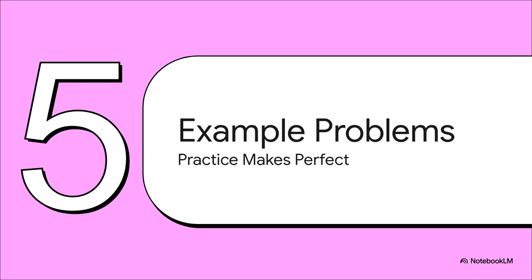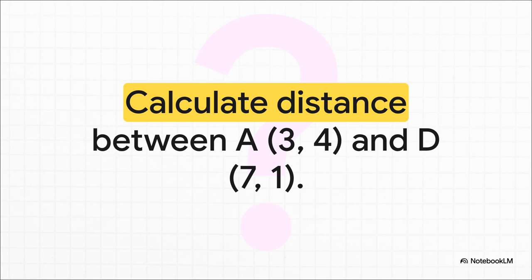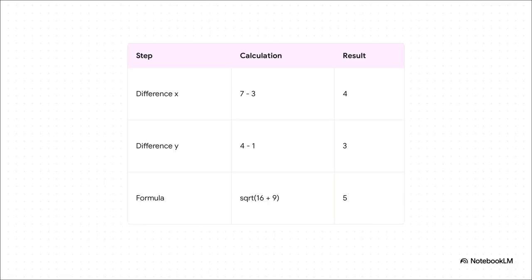Section 5, Example Problems. Grab a piece of paper. We have point A sitting at (3, 4) and point D at (7, 1). I want you to pause this explainer right now. Calculate the exact distance between these 2 points using our 3 steps, and then hit play so we can check your work together. Seriously, try it out. Pause now. Welcome back. Okay, let's see how you did.